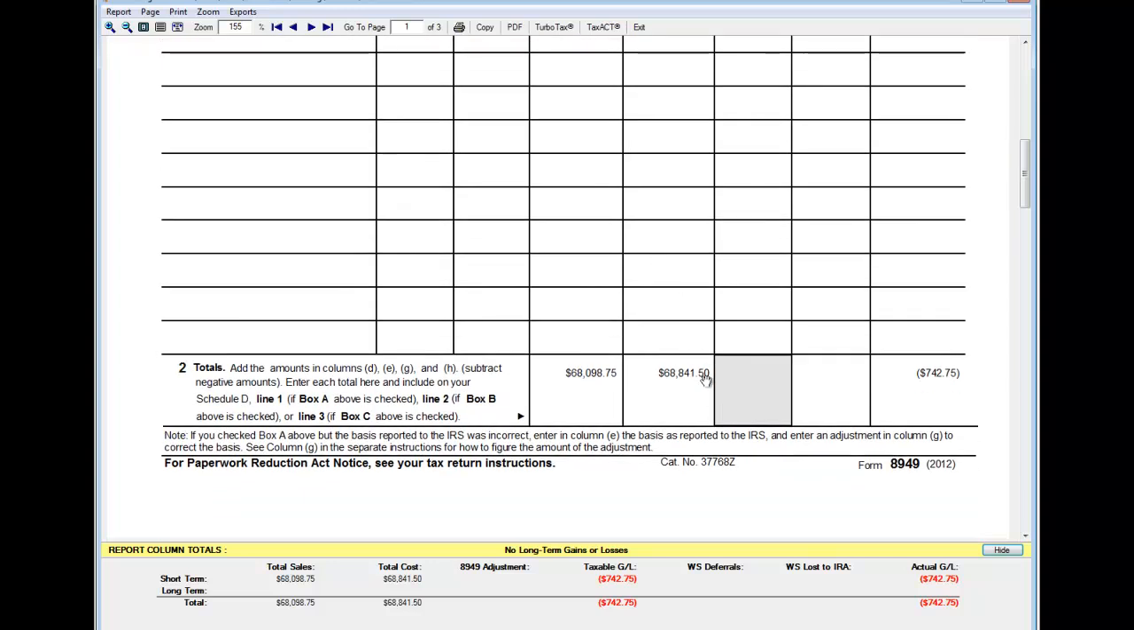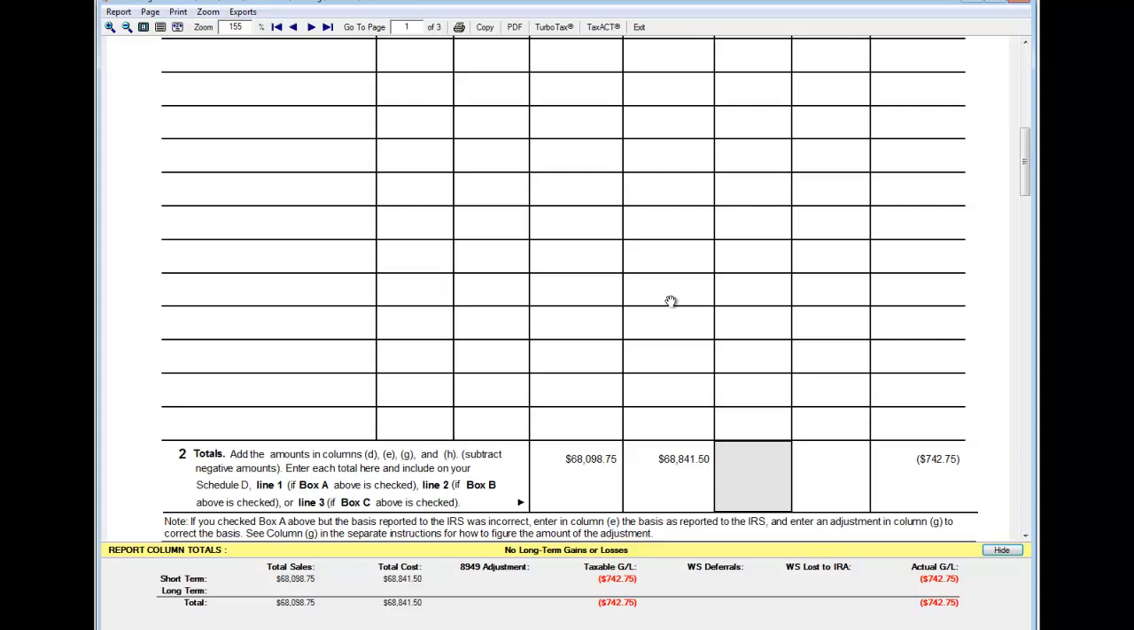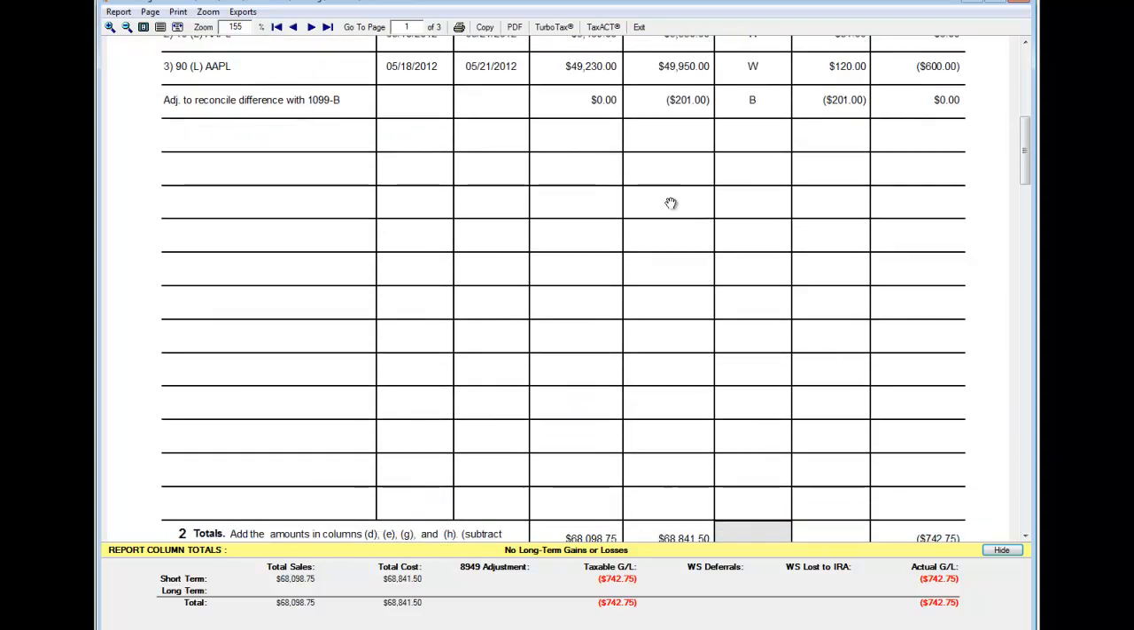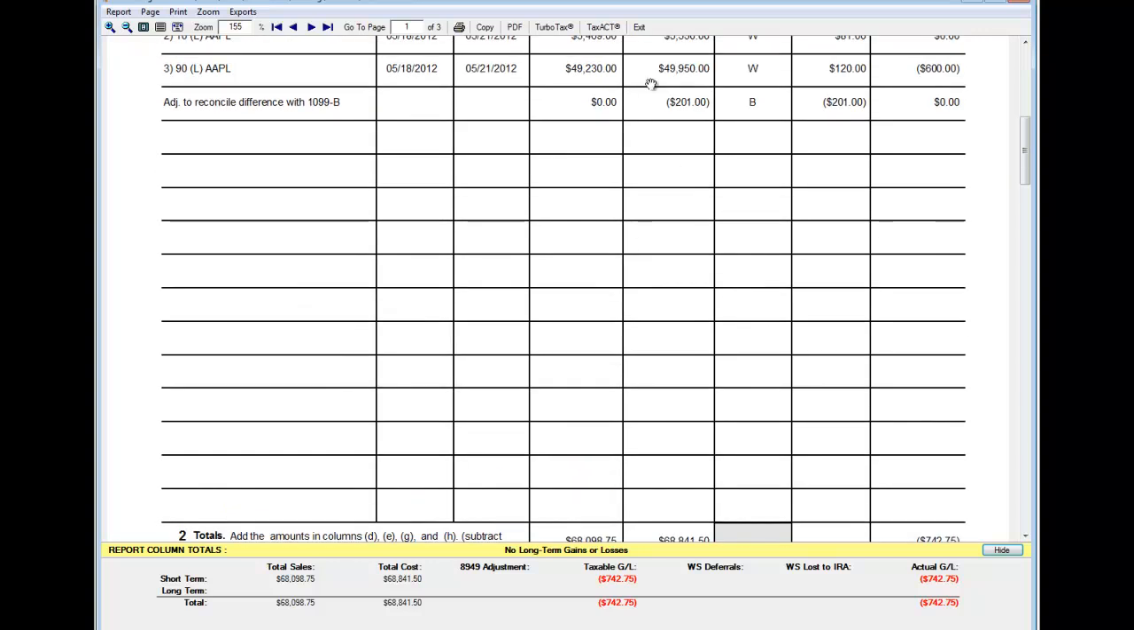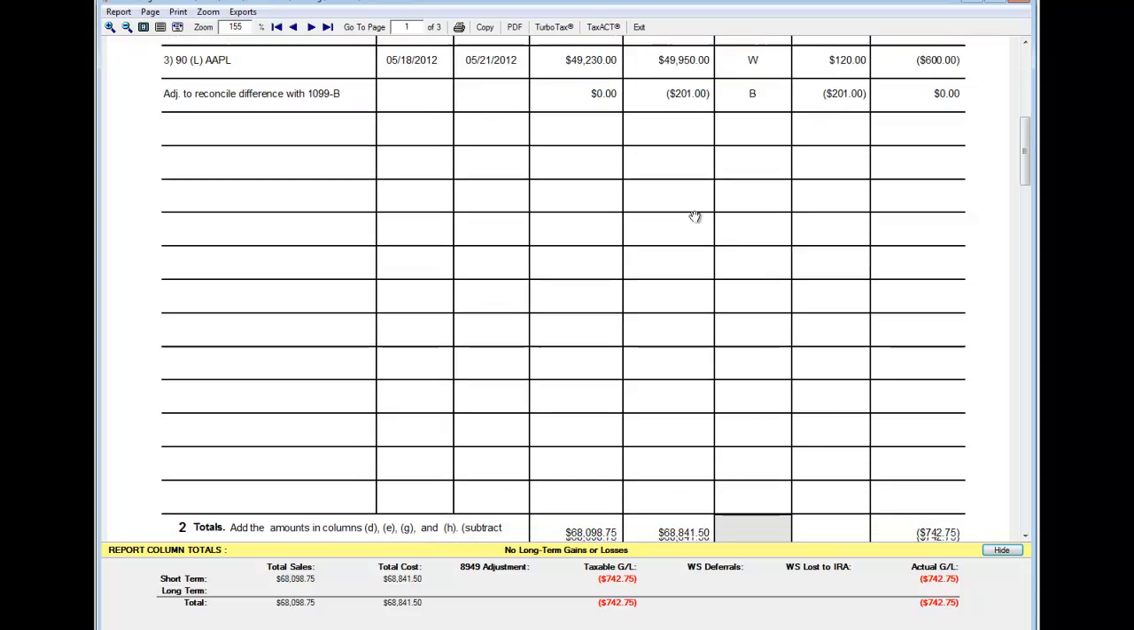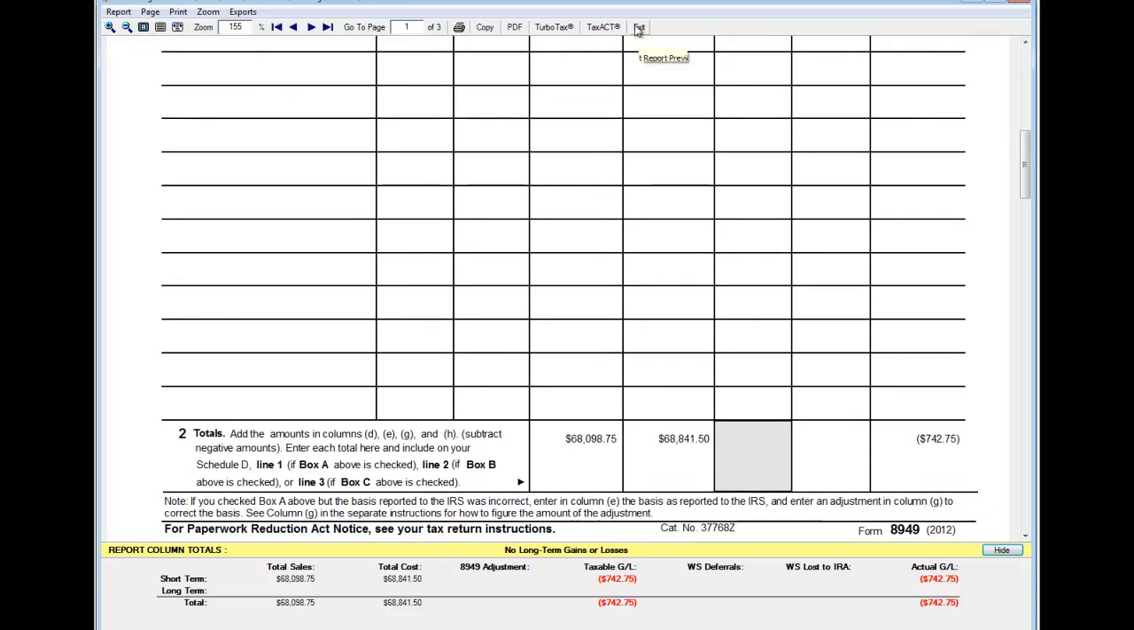Why do we do this? We do this because there's concern that the IRS is going to look at this number, see that your broker reported something different, and flag you for an audit. So this way, you're still reporting the same taxable gain and loss, but we're showing the IRS there's a difference here. There's a $201 difference between the 1099 and what is reported on 8949.